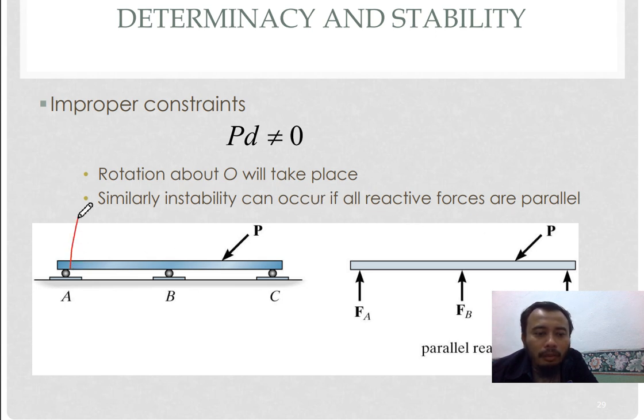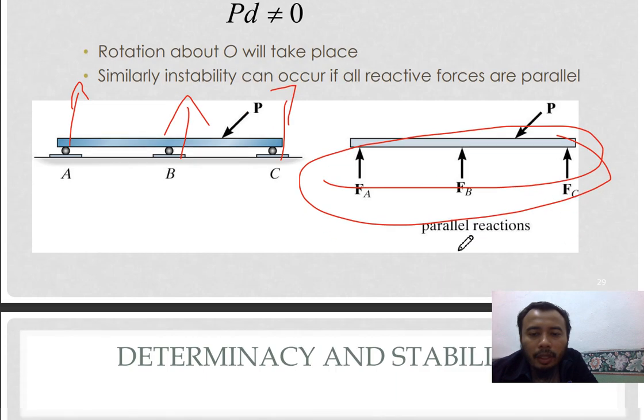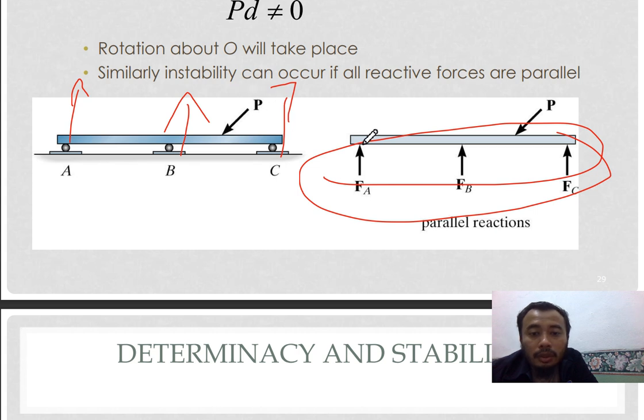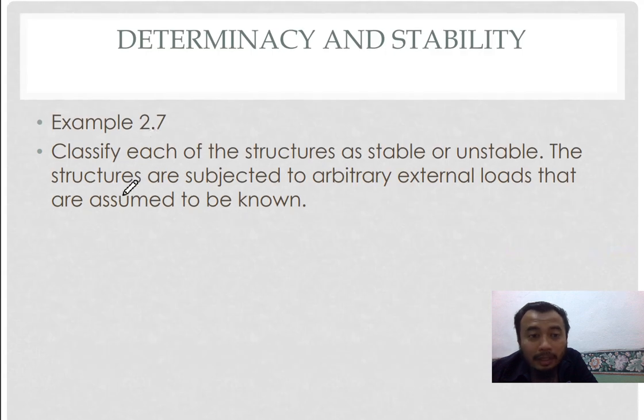Similar instability can occur if all reactive forces are parallel. So you have this parallel support shown here. These are all parallel. So it is also unstable because you don't have any reaction restricting movement on the perpendicular axis, or Fx, here. So when you apply load here, your bar can move, unless you're analyzing for dynamic analysis.